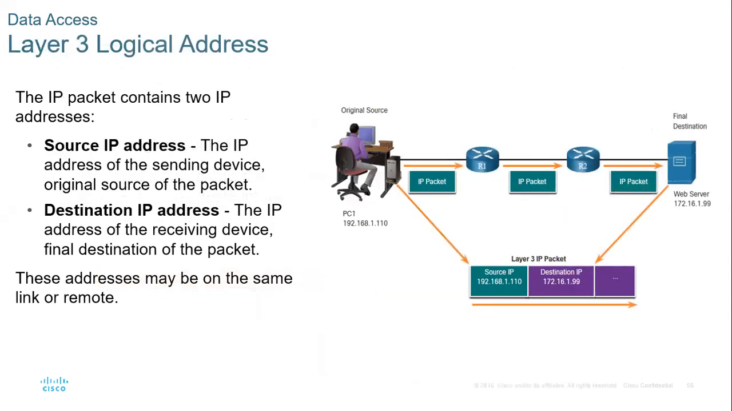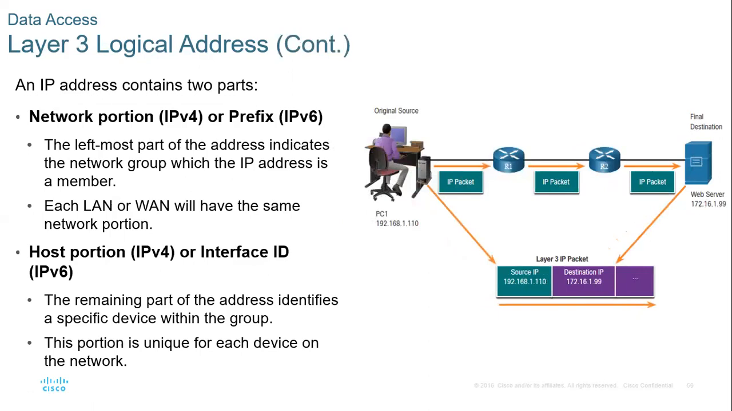Layer 3 logical addresses. In layer 3 logical addresses, source IP and destination IP are involved. The source IP address is the IP address of the sending device, the original source of the packet. The destination IP address consists of the IP address of the receiving device, the final destination of the packet.